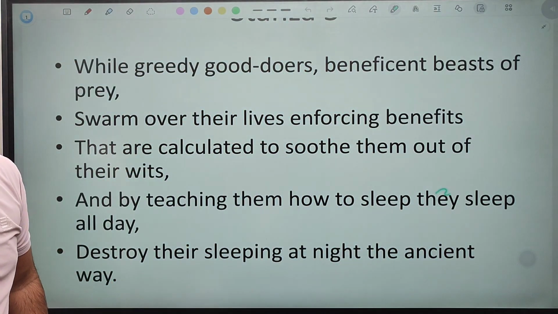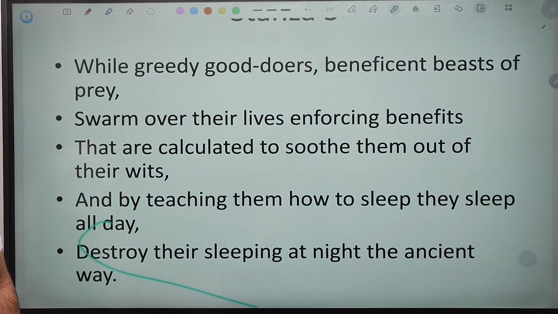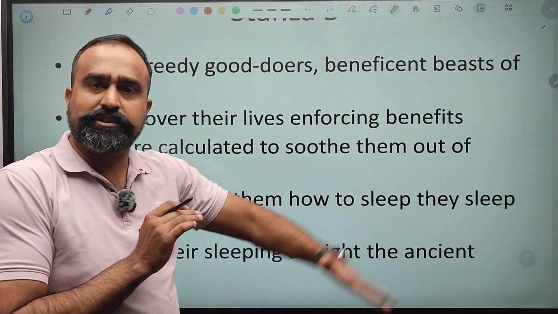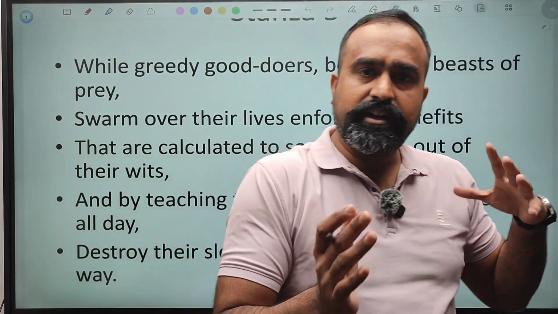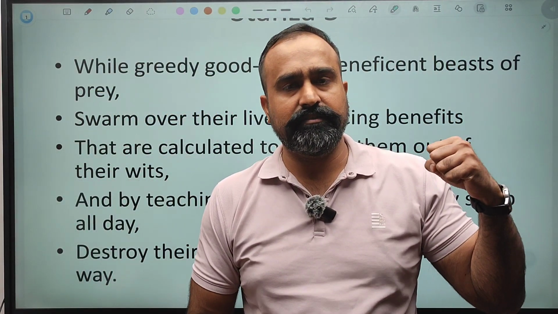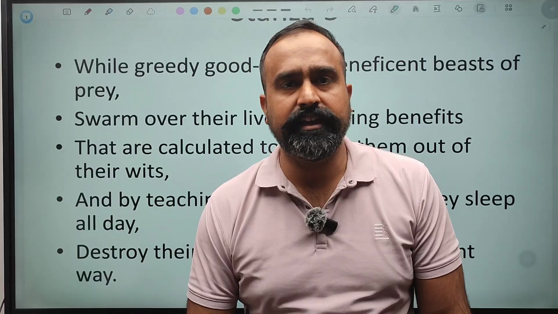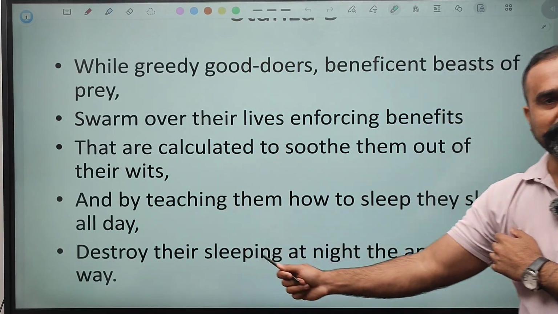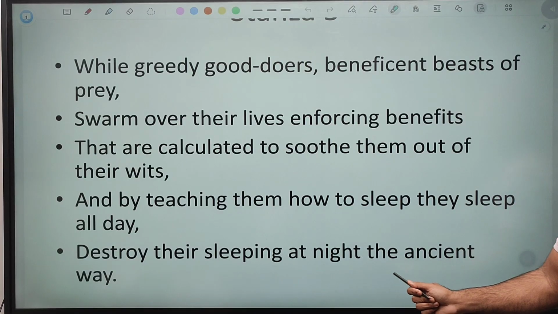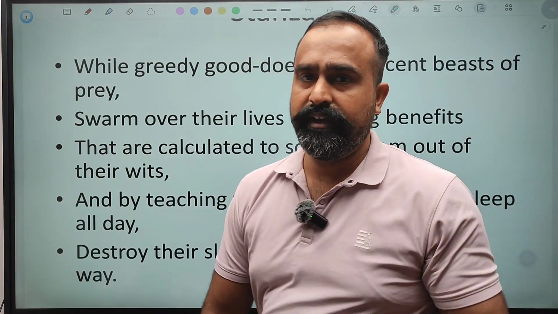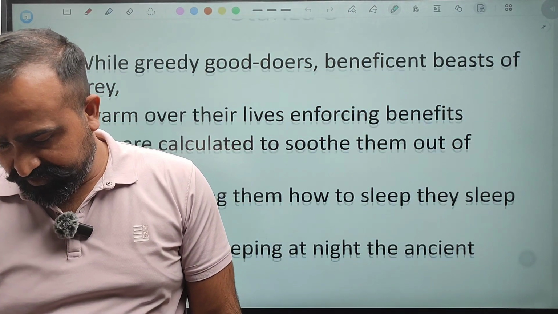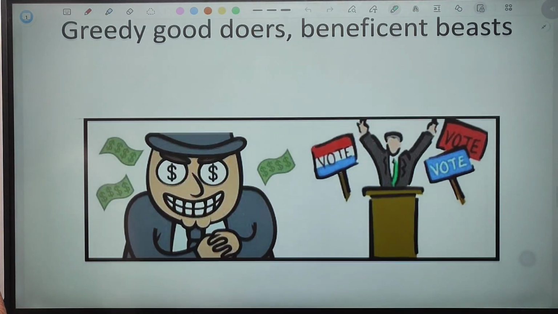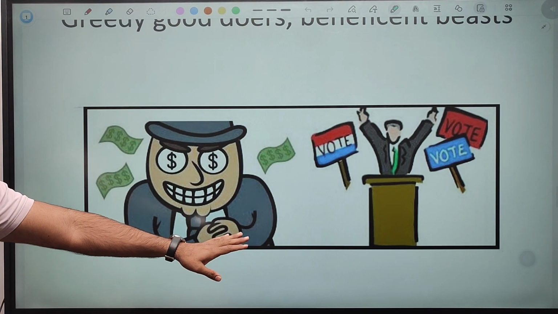So, teaching them how to sleep, they sleep all day, destroy their sleeping at night the ancient way. जैसे कि सदियों से होता आ रहा है, zamindar and all these people have always taken away the right of the farmers. Once again, the downtrodden has been cheated by the politicians by teaching them how to sleep. They have taken away their sleep like the ancient way, the way it has been done for ages. Then these are greedy good doers, beneficent beast of prey. One picture signifies all, right?